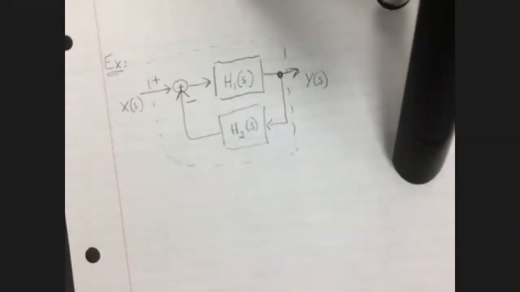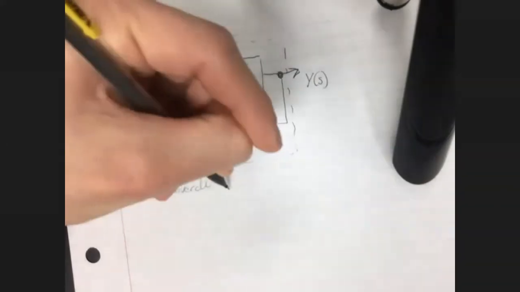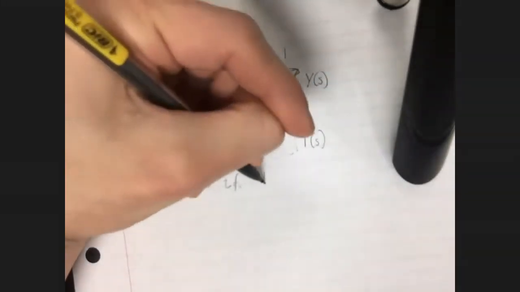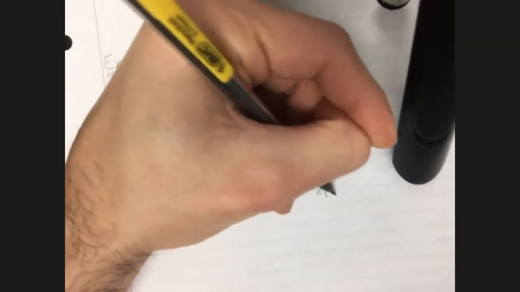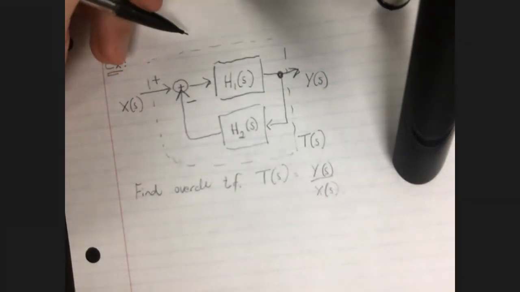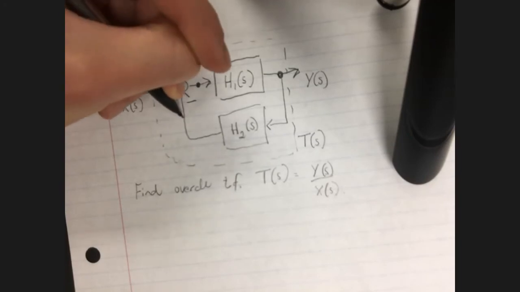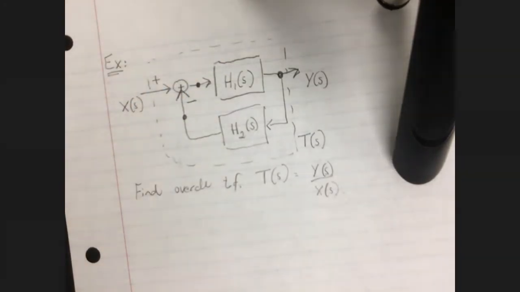So try that one out. Let's find the overall transfer function of the system. Let's use a different letter. Let's call it big T of S, which is Y over X. Again, notice those intermediate signals might be a good way to try it. We've got one right here and we've got one right here. So those two might be useful.